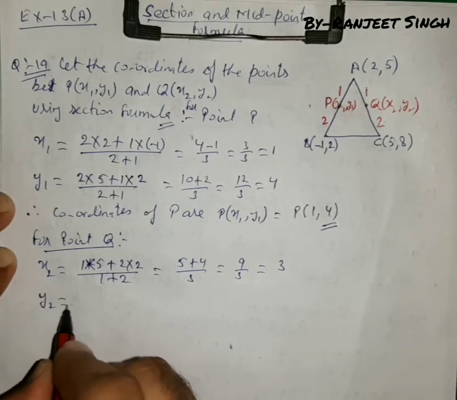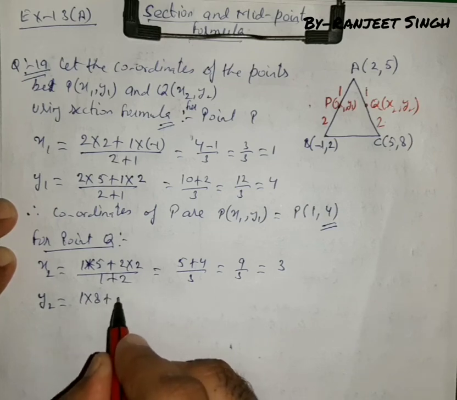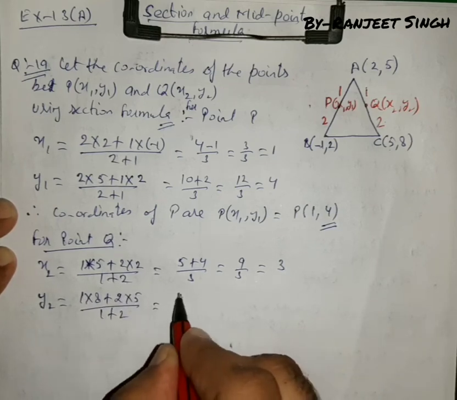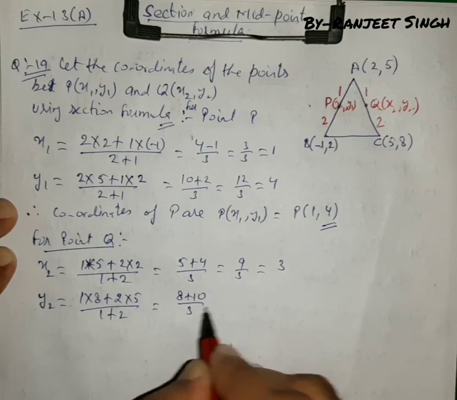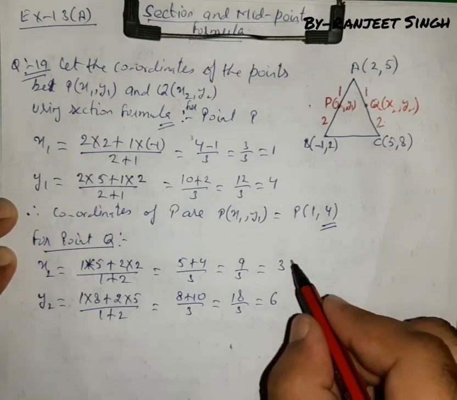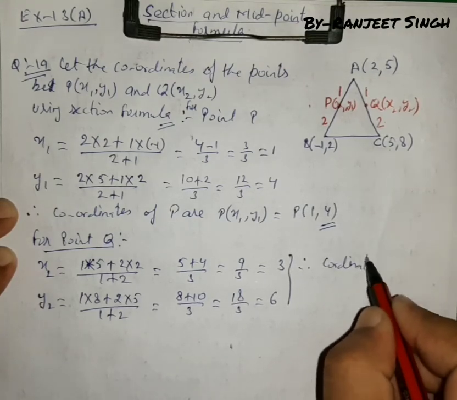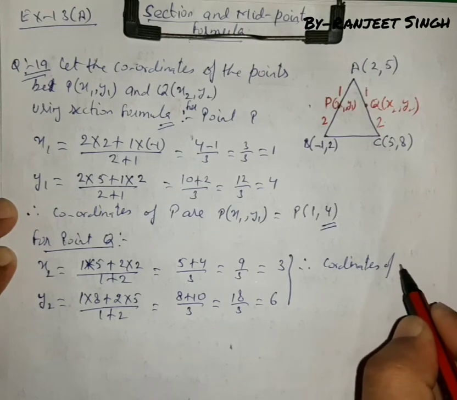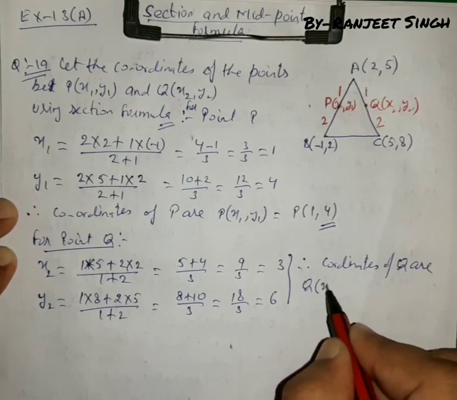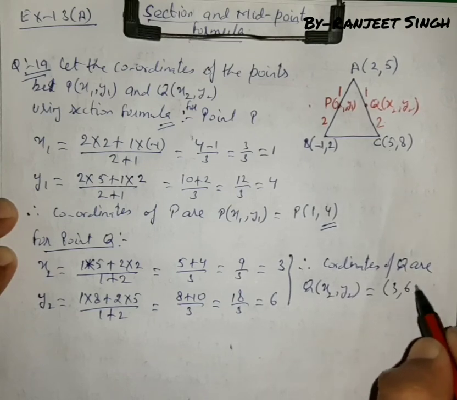And similarly y2 is equal to (1 multiply 8 plus 2 multiply 5) over (1 plus 2). So that is 8 plus 10 over 3, 18 over 3, that is equal to 6. Therefore coordinates of Q are (x2, y2), and that is equal to (3, 6).